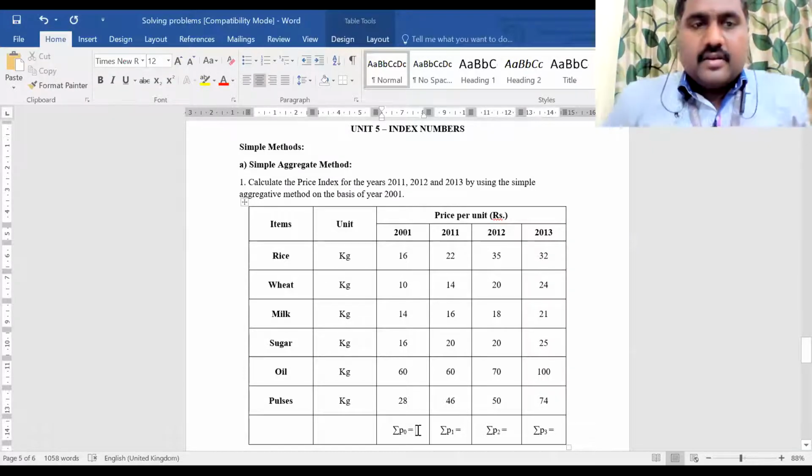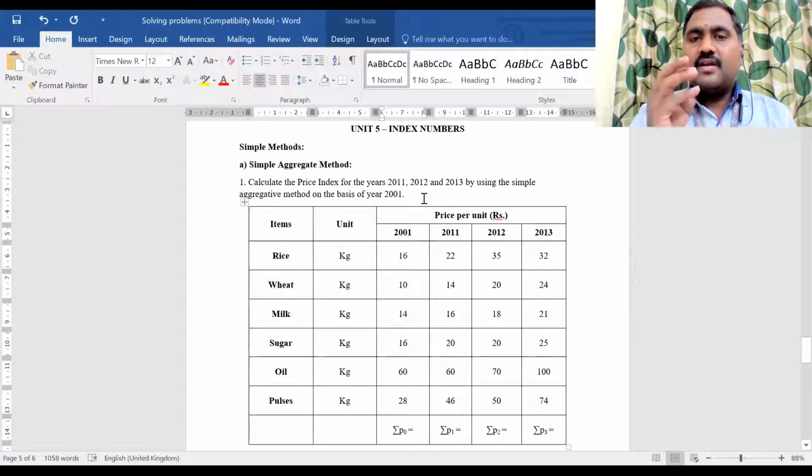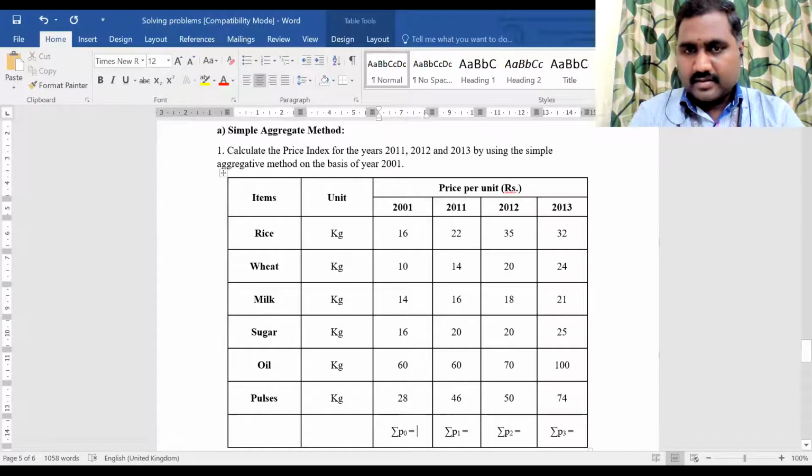Okay, now this is the problem. We need to find the price index. What did I tell you is the formula for the price index? P01 equals summation P1 divided by summation P0, into 100. P1 is for the current year, P0 is for the base year. So we have to compare the 2011, 12, 13 prices with the base year 2001. I want to zoom. Okay, wait. Is it fine?